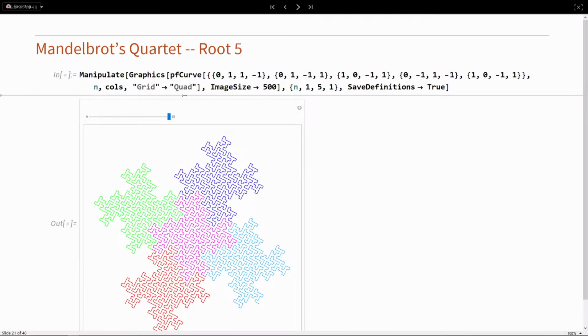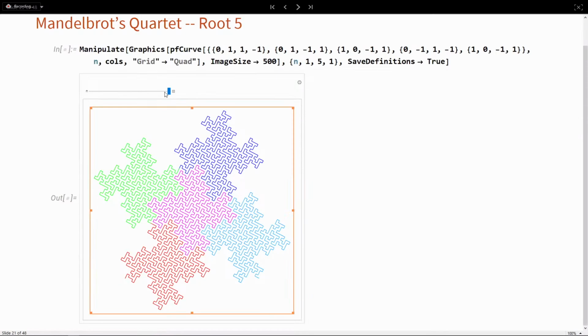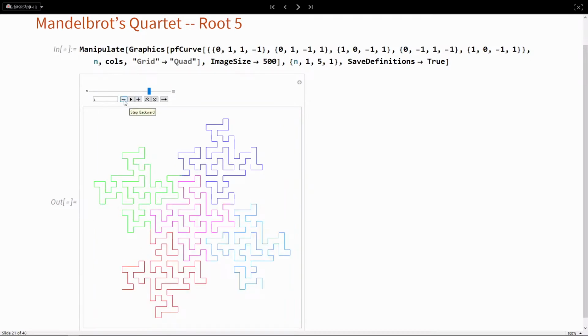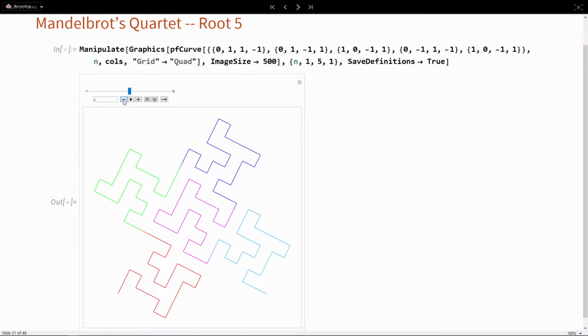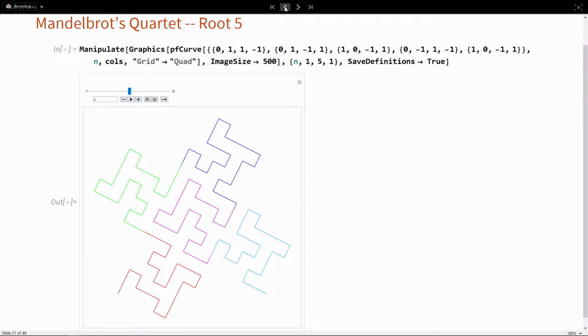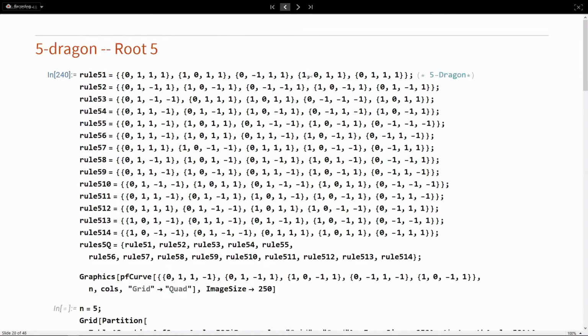So here's Mandelbrot's quartet, something he showed in his book. This is the rule for it here, and you can look at different levels of it. But there we go. Let's see. So this is different levels of the Mandelbrot quartet from Mandelbrot's fractal book. So I think this one is probably done back here.